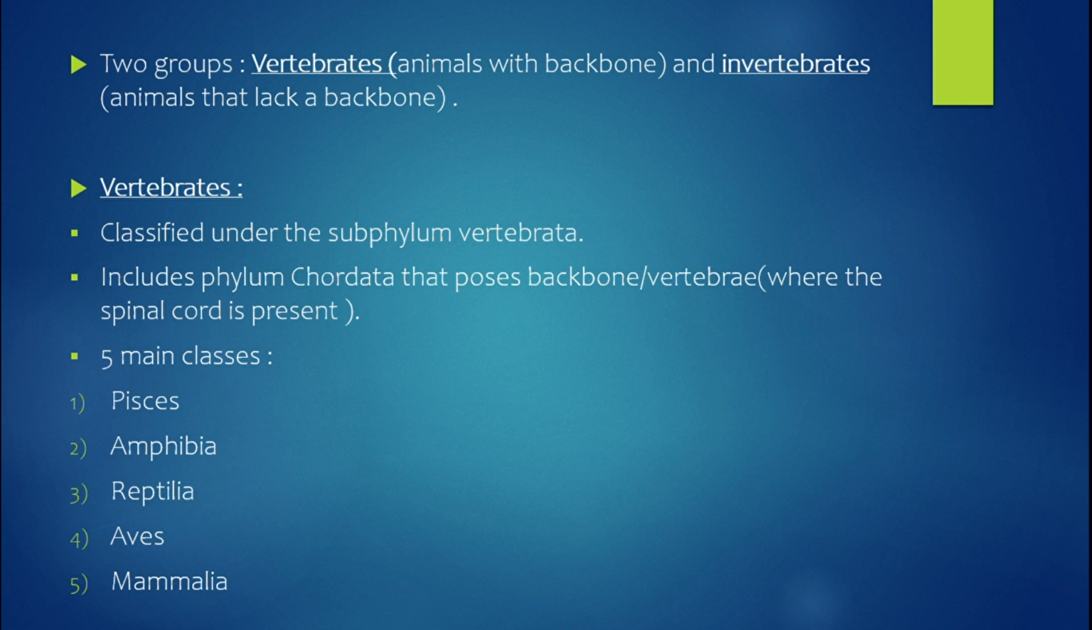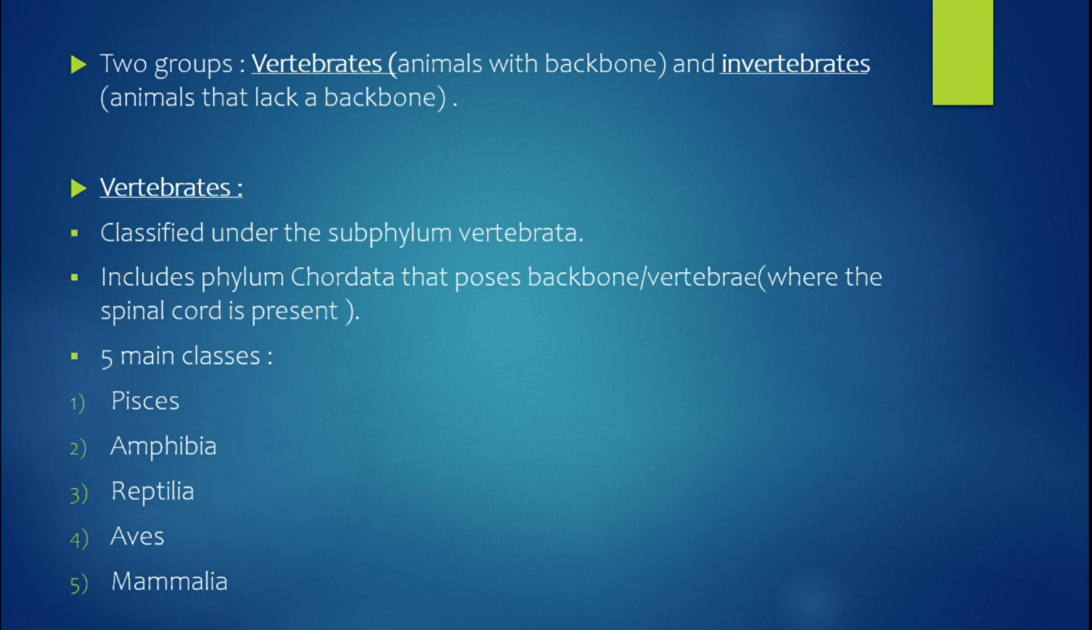Now let us understand what vertebrates are. Vertebrates are those animals which have the backbone, which have a notochord. What is this notochord? We are going to see in the further videos. So the animals which have a backbone, the vertebra, are known as the vertebrates. We humans are vertebrates. We have a backbone.